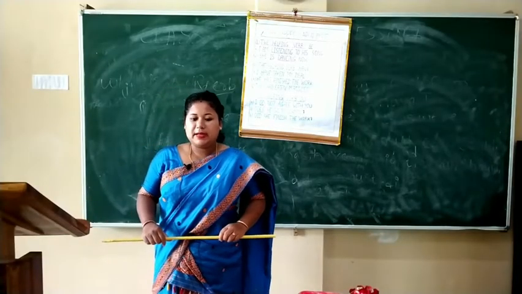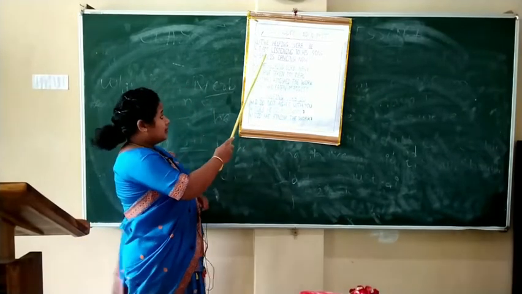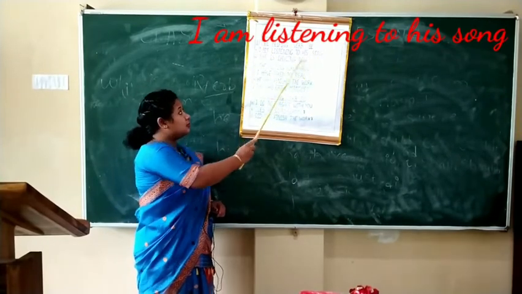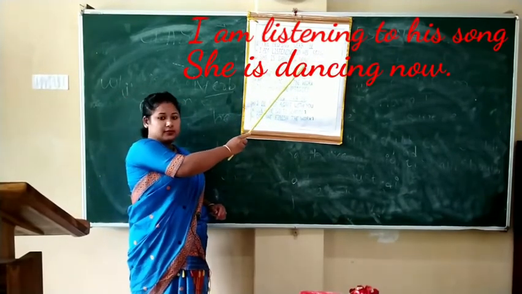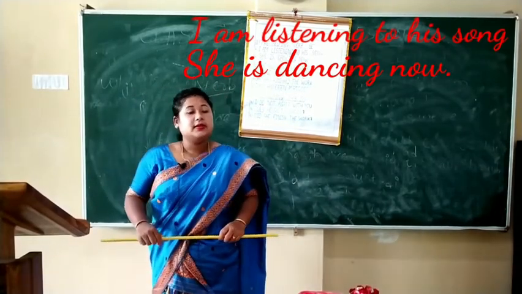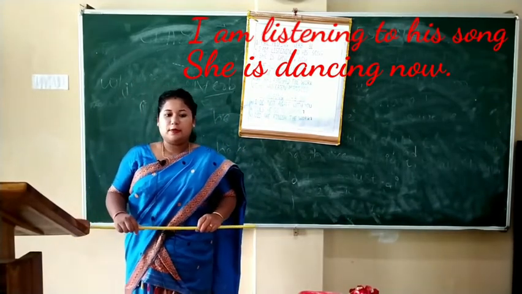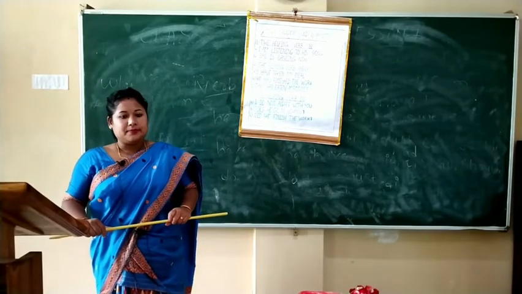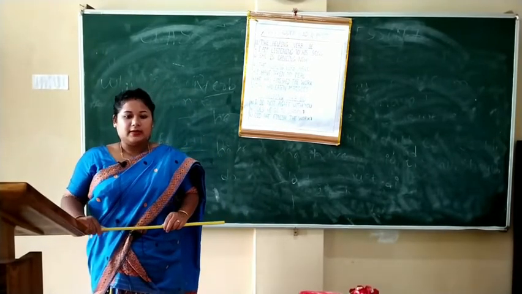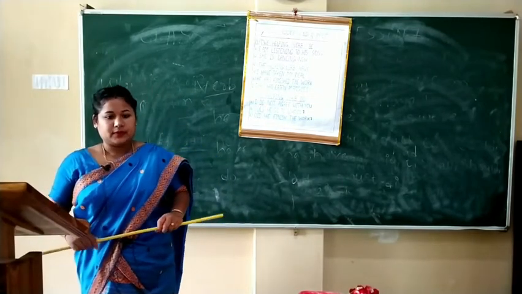Now, let me explain to you the helping verb be. Look at these sentences. I am listening to his song. She is dancing now. In these sentences, we see that the helping verbs are followed by the main verb in the ing form. So, am, is, are, was, and were are followed by the main verb in the ing form.